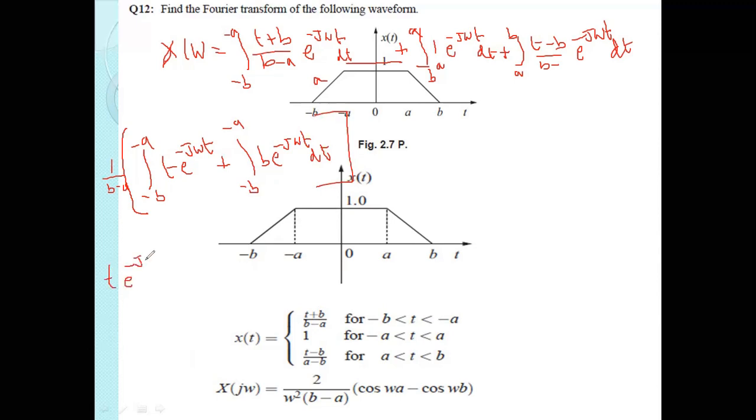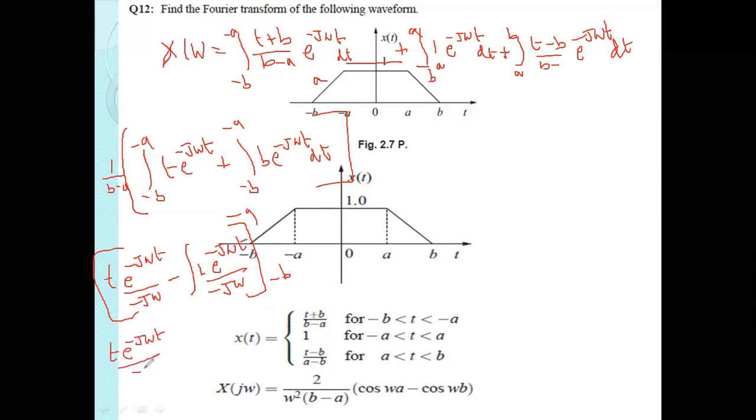T into e power minus j omega t by minus j omega, minus the integral of the derivative of t and e power minus j omega t by minus j omega, with the upper limit minus a and lower limit minus b. Again here there is another integral, t into e power minus j omega t by minus j omega, and minus into minus is a plus. And again another time the integral, e power minus j omega t by (minus j omega) whole square, with upper limit minus a and lower limit minus b. Got it, my students?